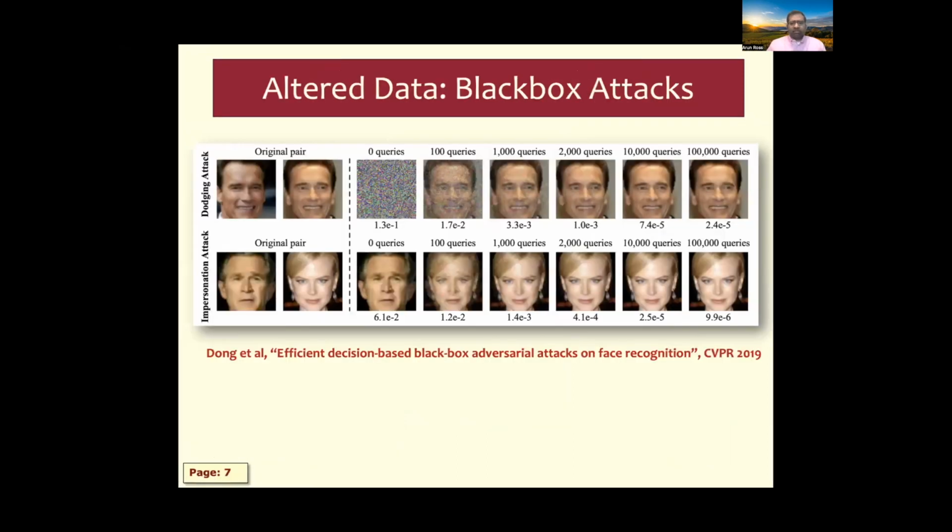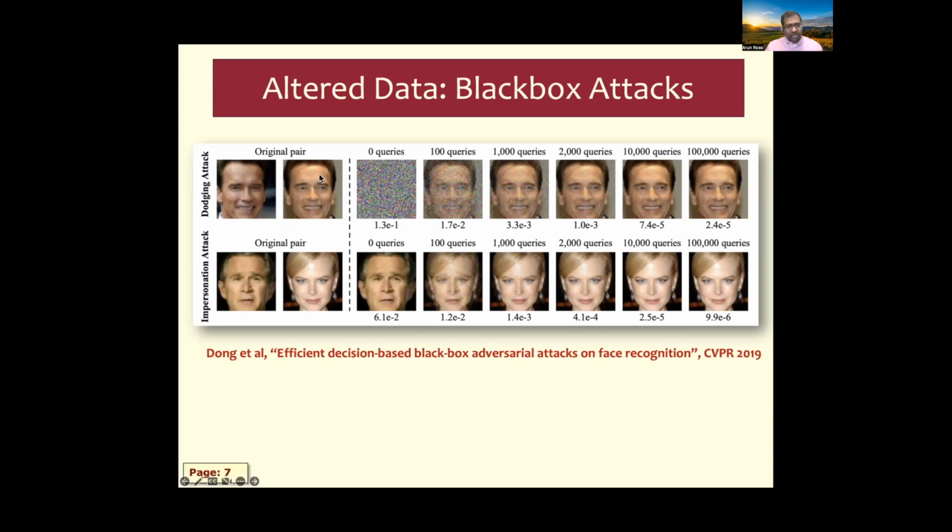So before we go into today's talk, we must start looking at the impact of altered biometric data. That means biometric data, let's say images that have been subtly modified. What are the consequences as far as biometrics is concerned? So here is some work from Dong et al. They presented this in CVPR 2019. They talked about 2 black box attacks. One called the dodging attack, which you see at the top, and the other is the impersonation attack.